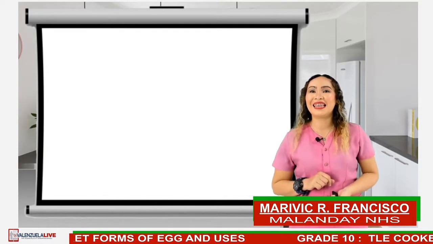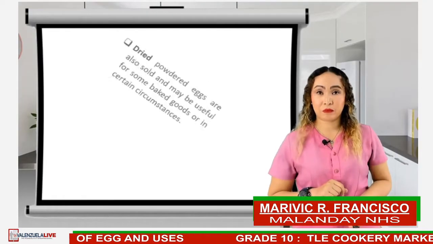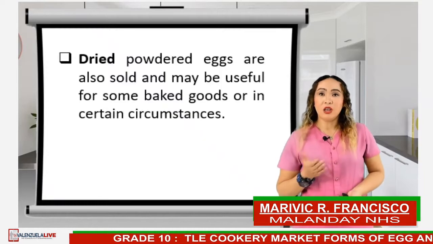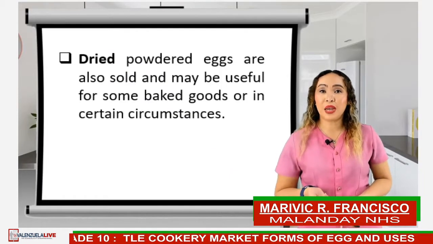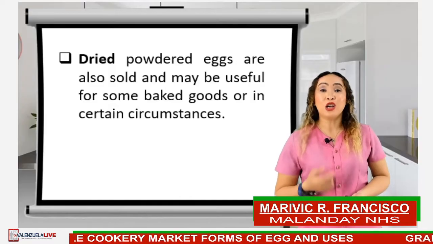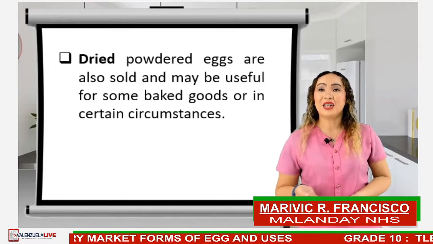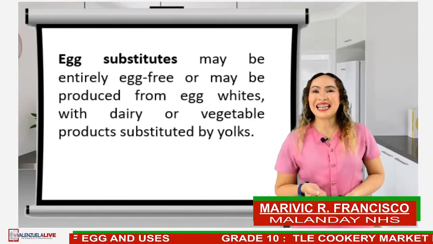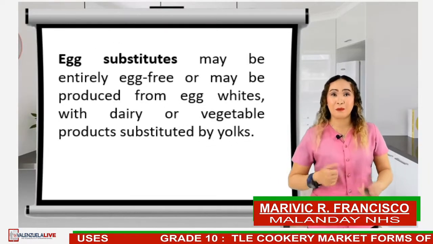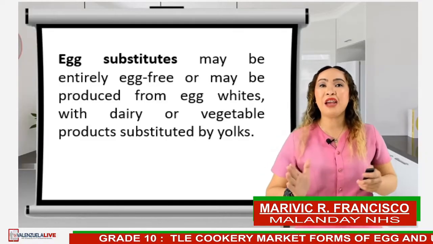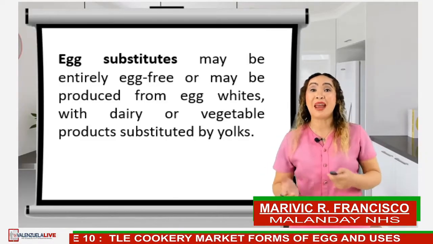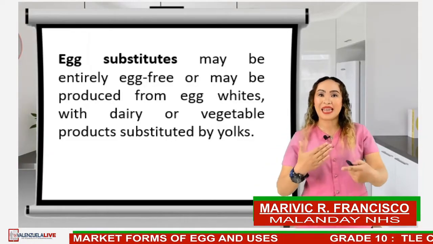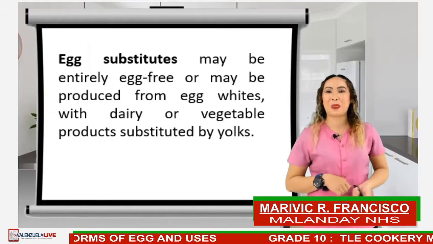All right. Next, we have the dried eggs. Dried eggs are also sold and may be useful for some baked goods or in certain circumstances. Then next we have the egg substitutes. It may be entirely egg-free or may be produced from egg whites with dairy or vegetable products substituted for yolks.